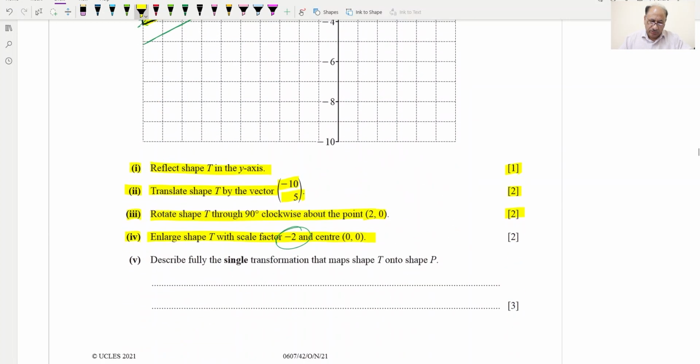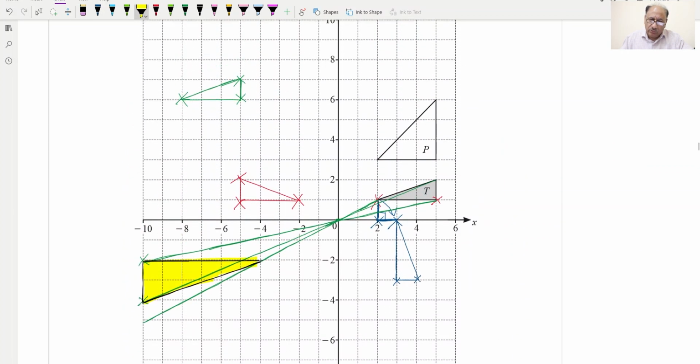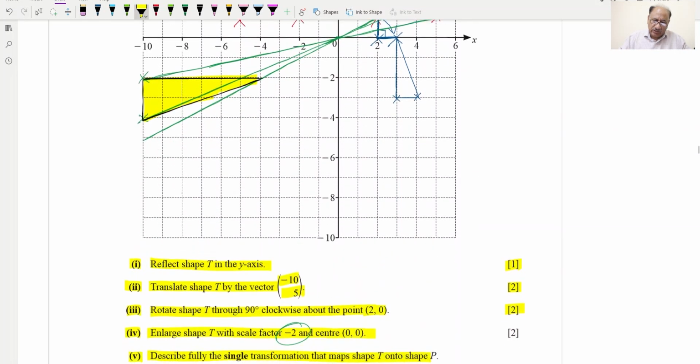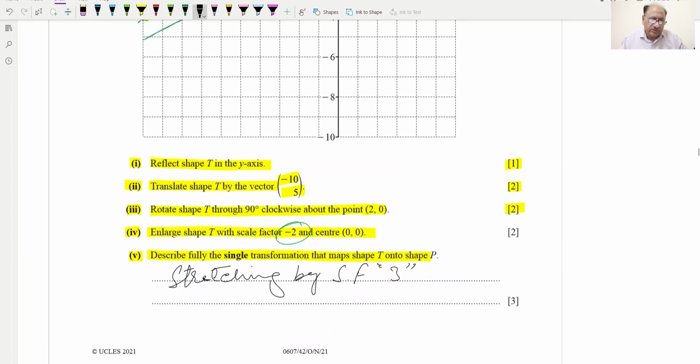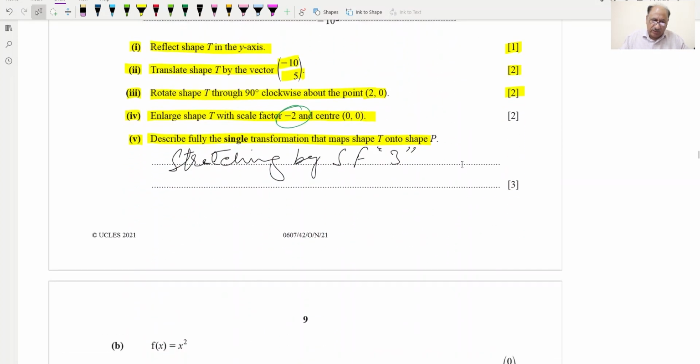So this part is also done, and next the final part: we describe a single transformation that maps shape T onto P. Shape T onto P. So okay, P is this one and T is this one. So it is stretching. This side is 1 unit and this side is 3 units. So stretching by scale factor 3. So we can write stretching by scale factor 3, and the x-axis is not varying, so you can see this length is the same as the length of T, so x-axis invariant.